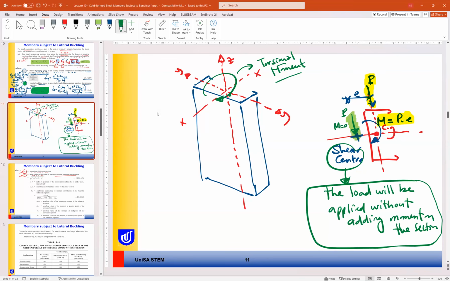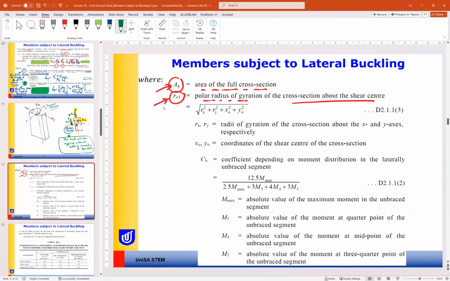Okay, so let's go again. RO1 is the radius of gyration for the cross section about the shear center. It is calculated using this formula here. So RO1 equal to the square root of Rx squared plus Ry squared plus XO squared plus YO squared, where Rx and Ry are the radii of gyration of the cross section about X and Y axis. XO and YO are the coordinates of the shear center of the cross section.